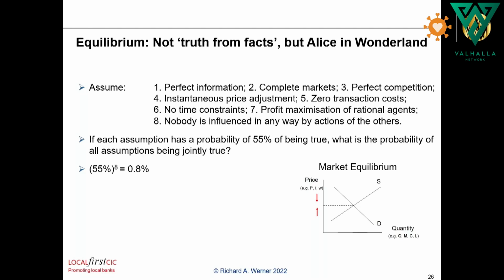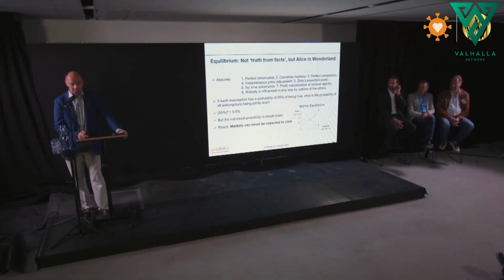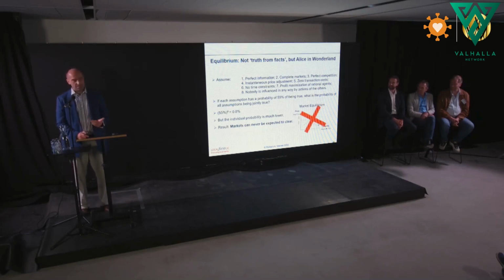What they seem to have forgotten, despite their maths fetish, is they haven't done their maths right. Because 8 of these assumptions have to be true at the same time. And what is the probability? Even with each being true with a probability of 55%, the probability of all 8 being true at the same time is 0.55 to the power of 8, which is less than 1%. So what do we conclude from this? Because really, frankly, the probability of having complete markets, perfect competition, perfect information, is somewhat less than 55%. I think it's around 0. Therefore, we know markets cannot be expected to clear, and demand cannot be expected to be equal to supply.